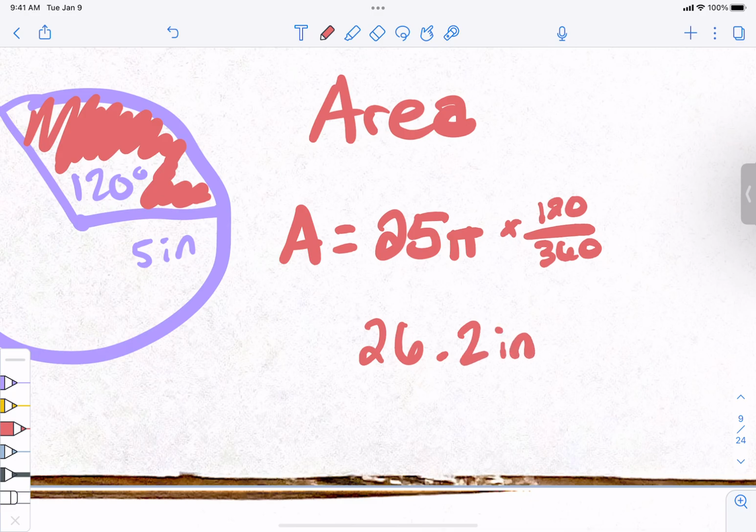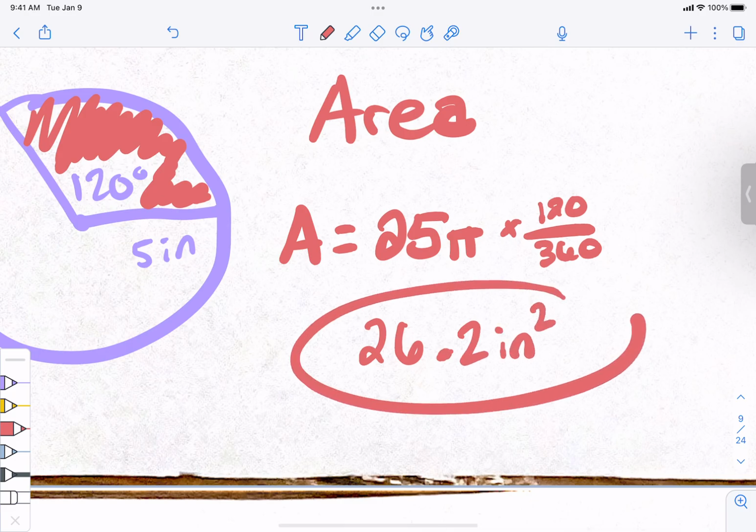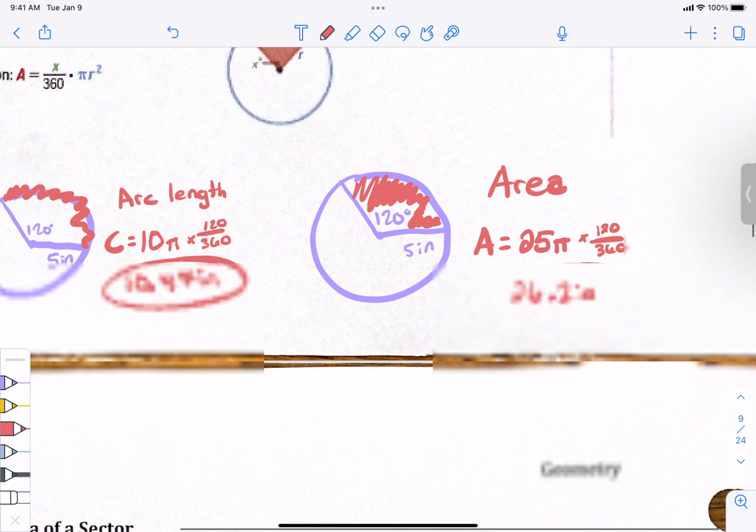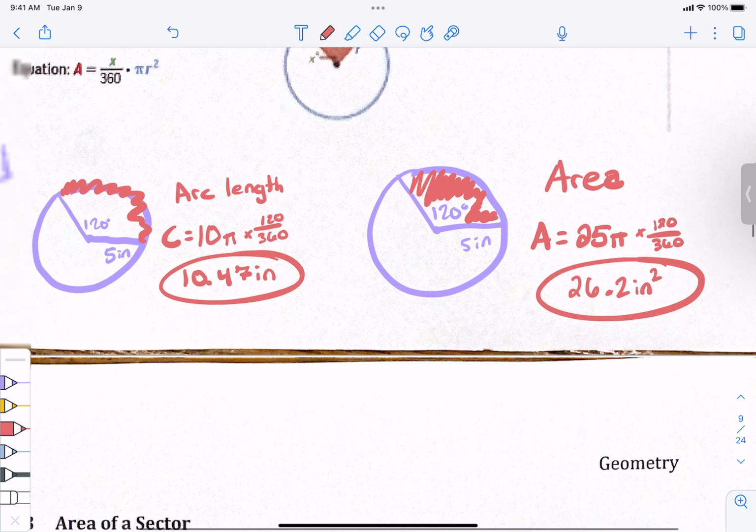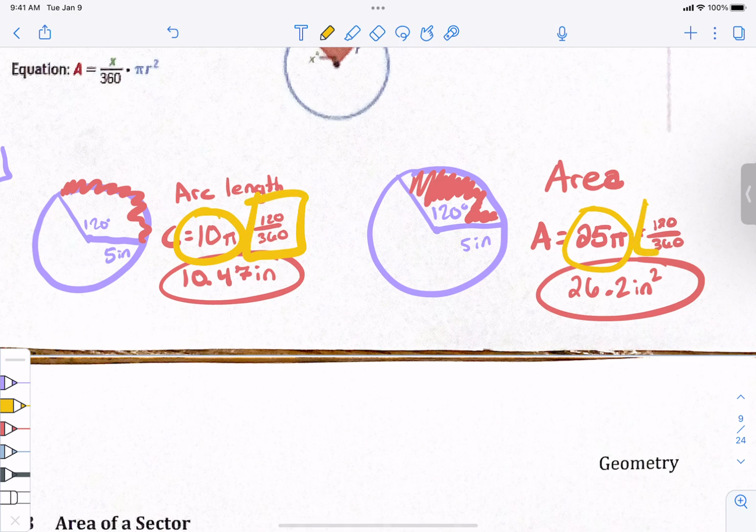And that is in inches squared because we're doing area, right? Okay, so there's a difference between the two. We did arc length before, and it's the same thing for area. It's just a different formula. The only thing that's different is this is 10 pi and we're starting with 25 pi. But we still multiply by 120 over 360. All right, go to the backside.